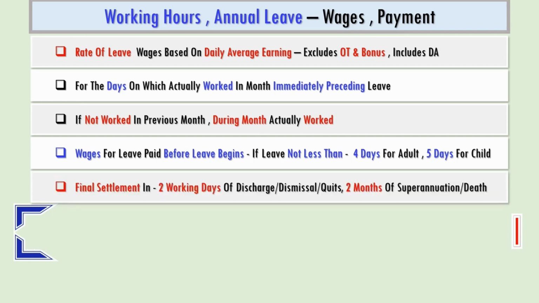Any final settlement is to be made within 2 working days of discharge, dismissal or quitting, and it shall be made within 2 months of superannuation or death in service.